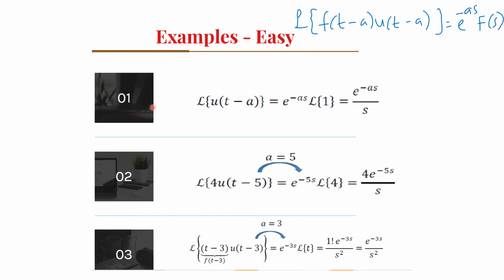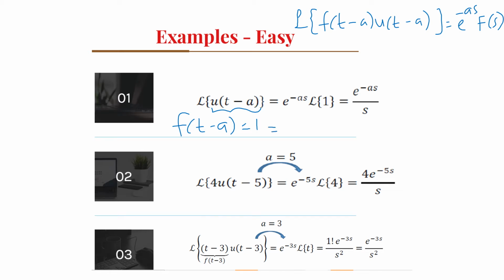So let's discuss the first question, the Laplace of u(t minus a). So a is unknown, so we just maintain the power of the exponent as an unknown value, e to the power of minus as. Then the function f(t minus a) in this question equals 1. Why does it equal 1? Because you don't see any function or numbers in front of the u(t minus a), so we know that f(t minus a) is 1.